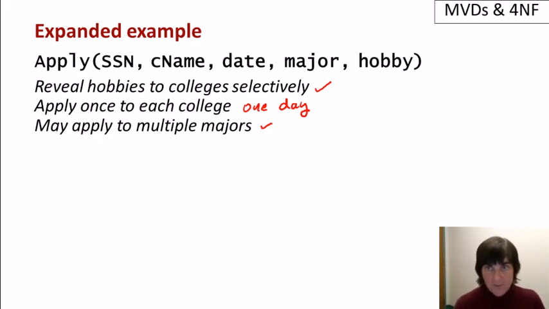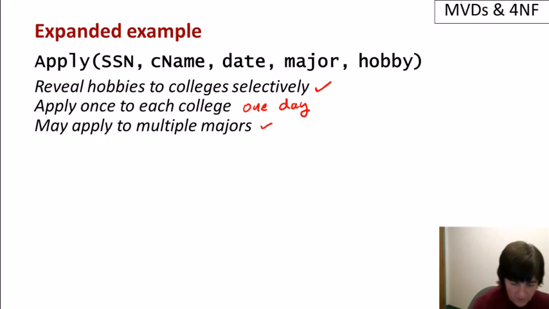Let's also assume that majors are independent of hobbies, which seems to make sense. It takes some thinking to come up with the right functional and multi-value dependencies to capture these constraints, but here they are. The first one, when we say that we reveal hobbies to colleges selectively, is actually the absence of a multi-value dependency on hobbies and colleges. The second one says we apply once to each college, or on one particular day to each college.